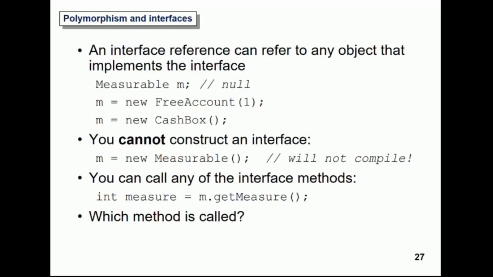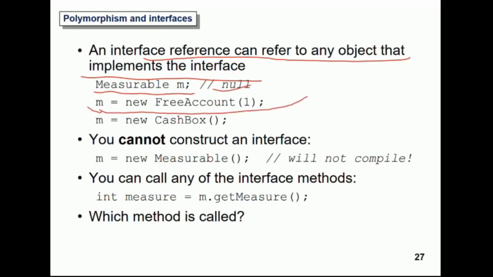An interface reference can refer to any object that implements the interface. So now, because we're implementing measurable, you can do this. You can say measurable m. If you just say measurable m, obviously m initially points to null. It's not pointing to anything. But then after that, you can say m is equal to new free account, for example, or you can say m is equal to new cache box. So the reference type is measurable, but the object type is free account, and then cache box. So always remember there's a difference between the reference type and the object type.